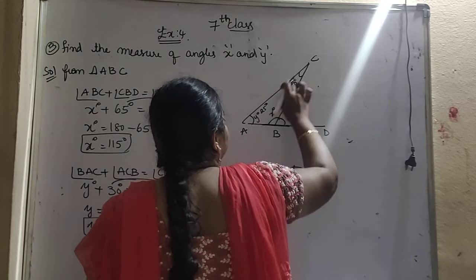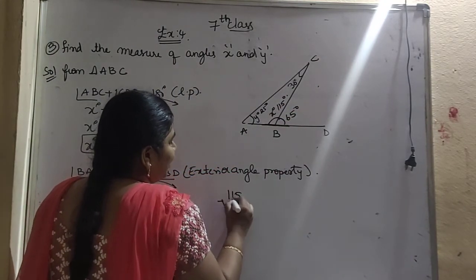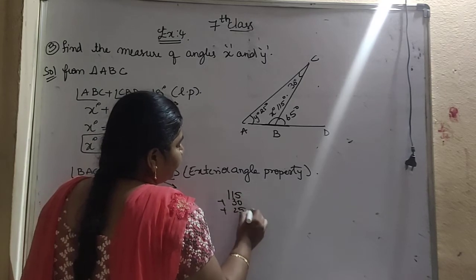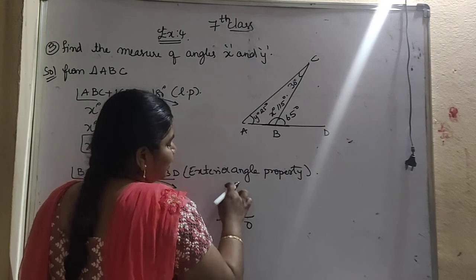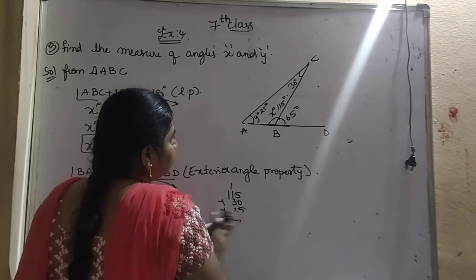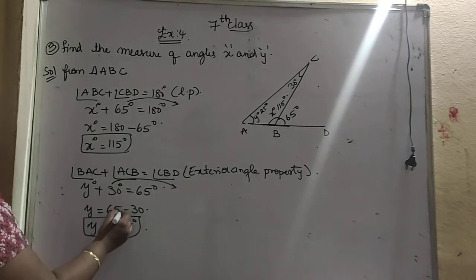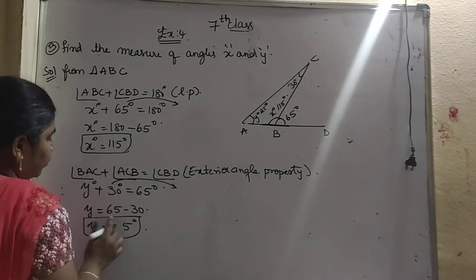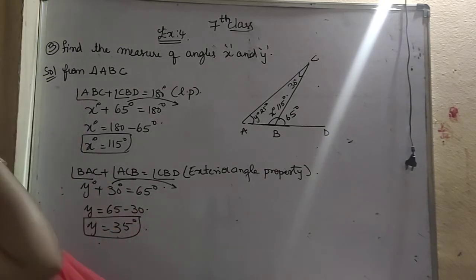So if you add these three, that will be equal to 180. You can check it. 115 plus 30 plus 35 is 180. So Y angle will be equal to 35. So this is our third solution.